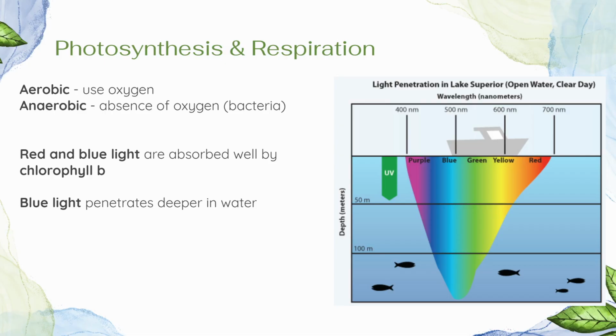When we talk about producers, it's important to remember that they don't all use wavelengths of light equally. Chlorophyll B is a pigment found in plants and algae, which can absorb red and blue light very well. This is because these wavelengths are the most effective for driving photosynthesis. Interestingly, blue light can penetrate deeper into water than other colors, which allows algae to perform photosynthesis at greater depths in aquatic systems.